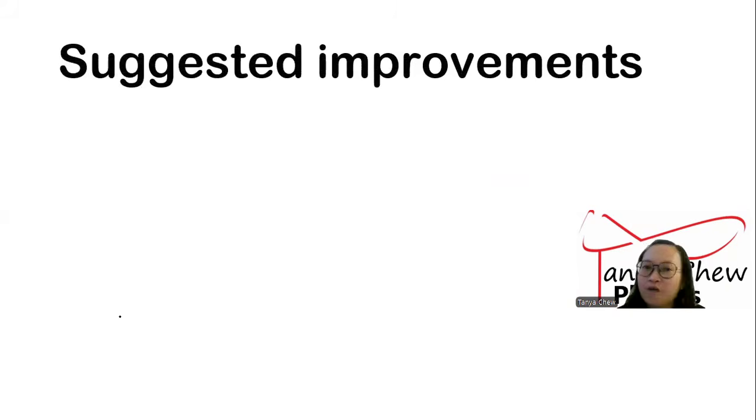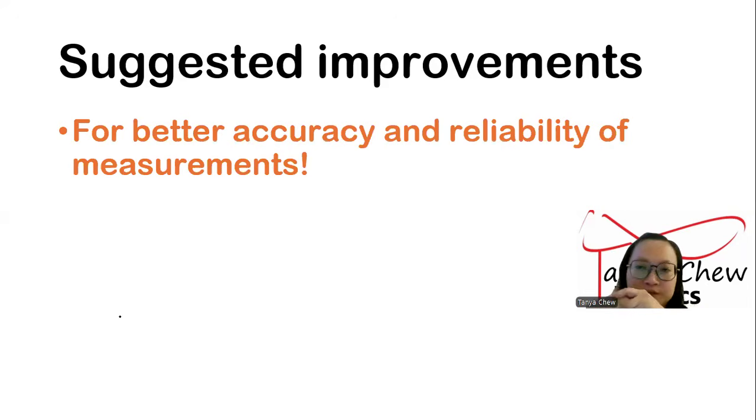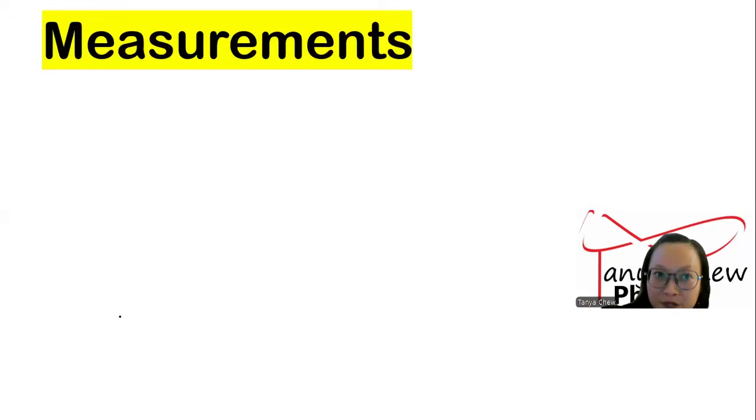Now, of course, we have errors. Instruments have errors. Humans have errors. Experimenters have errors as well. So I would like to give you some suggested improvements. We need to improve our experiment in order for our result to be more reliable, right? So the suggested improvements are for better accuracy and reliability of our measurement.